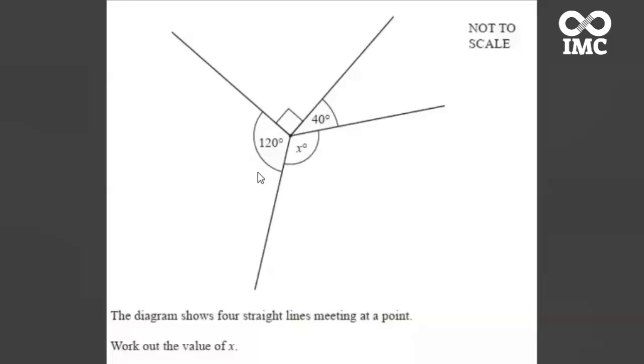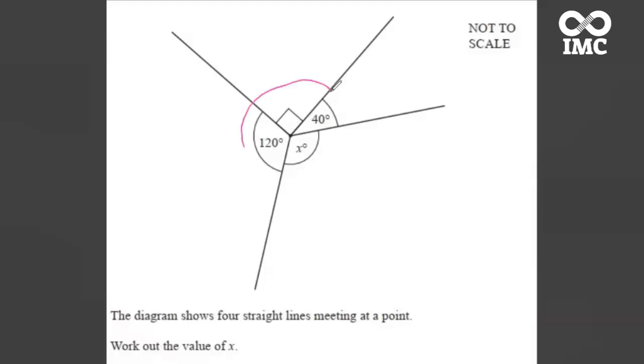Here, the question has been given in that way, and the question says the diagram shows four straight lines meeting at a point. That means these four straight lines will meet at a point. Work out the value of x. So how can you solve?